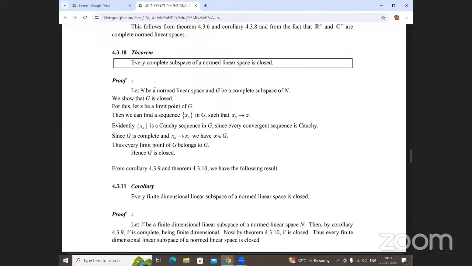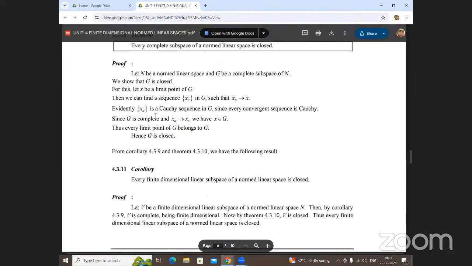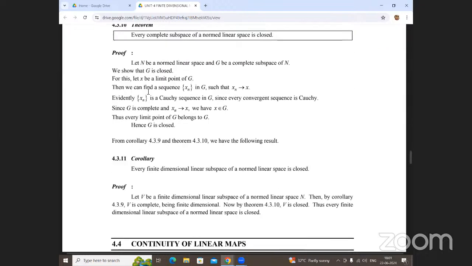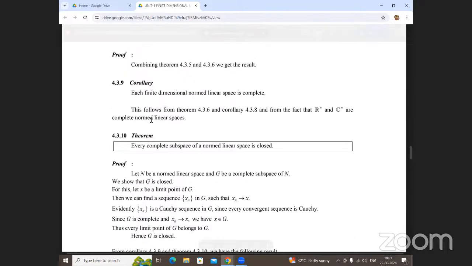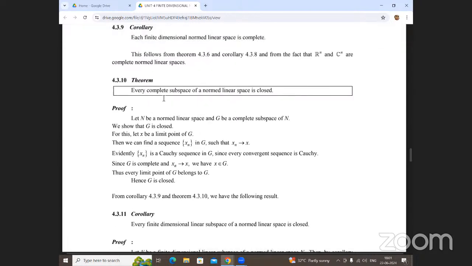Okay, students, now this is one of the important theorems. These two theorems, 4.3.10 and 4.3.11, are presented many times as long answer questions. These two theorems are given many times in the final examination as a 10 marks long answer question. Or one theorem is given as a short answer question.